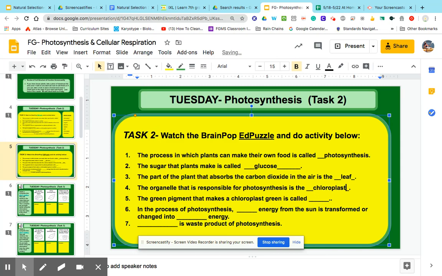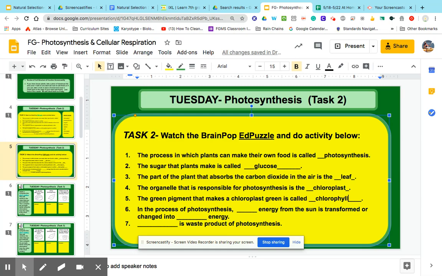Now remember, that was one of the organelles that animal cells do not have. Number 5, the green pigment that makes a chloroplast green is called chlorophyll. And I always encourage my kids to remember it by thinking that chlorophyll fills the chloroplast, right? So again, when you are running around outside and you slide on the grass and your pants or shorts or knees are all green, what you've done is you broke open the chloroplast and you've released the chlorophyll onto your clothes.